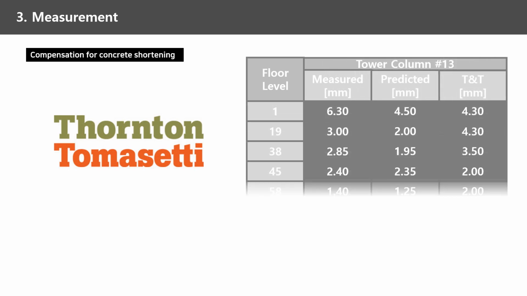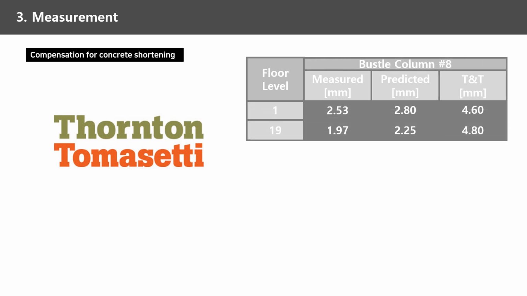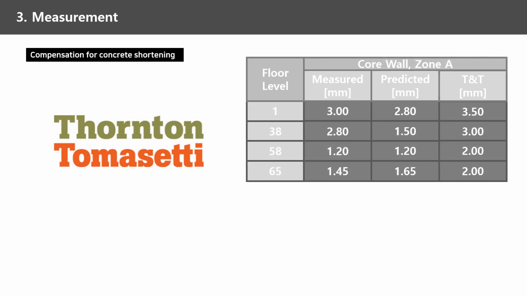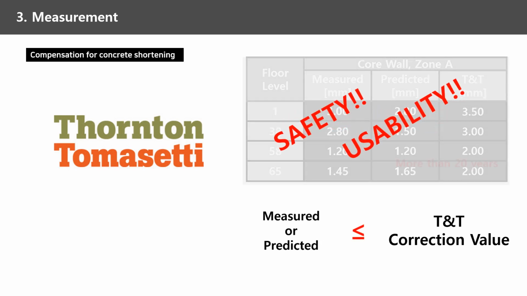This is the design value and measurement value of concrete shortening in Petronas Tower. Thornton Tomasetti, who are the structural designer of Petronas Tower, suggested a correction value for the main tower column, basalt tower column, and the core wall. If you look at the charts, you can find out that the suggested correction value is bigger than the measured or predicted value. This means that TT maximized the safety and usability of the building using a higher design value to maintain horizontality of floor material even after 20 years.